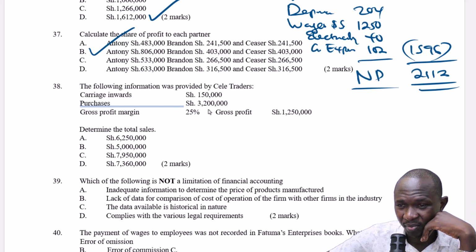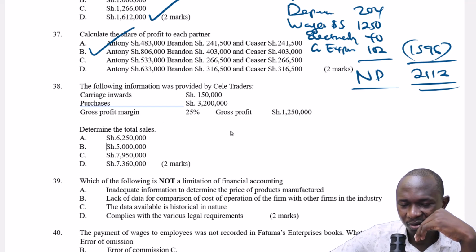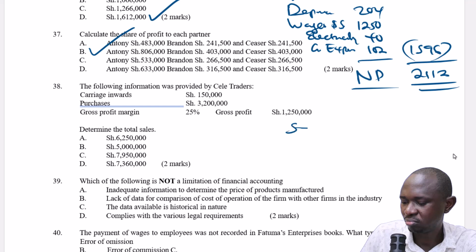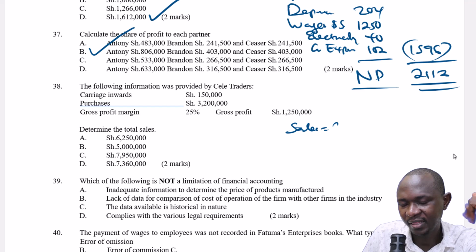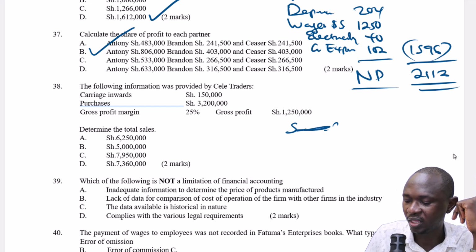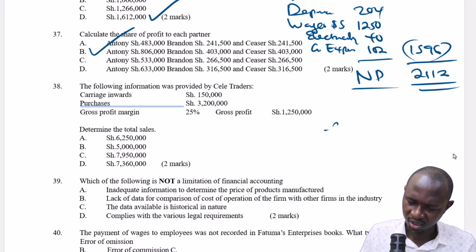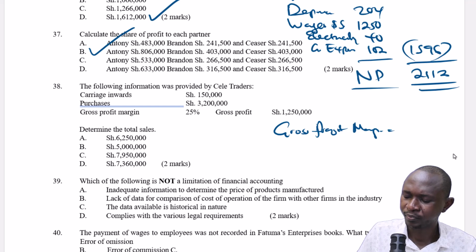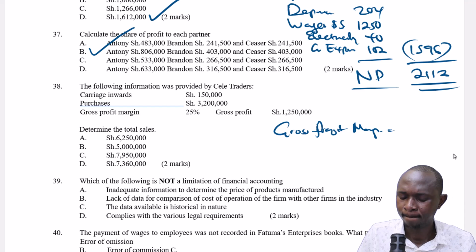Carriage in was 150, purchases 3.2, gross profit margin 25%, gross profit 1250. Determine the total sales. This is quite easy. Sales is equals to, okay. The easiest way to get this, based on the information that we've been given, is to go the ratio way. I bet that will be the easiest and most direct, so that we take the least time possible. We have this ratio, gross profit margin.